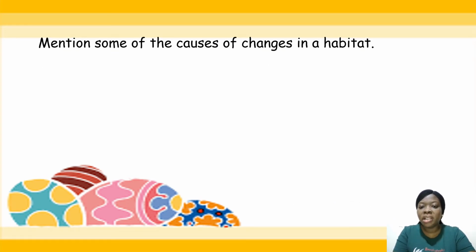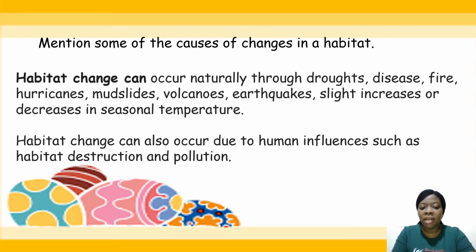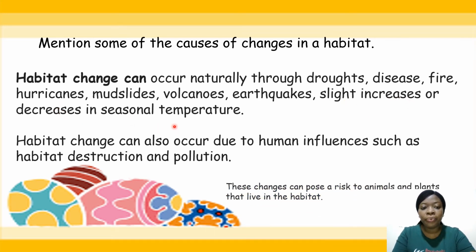Mention some of the causes of changes in a habitat. Here are some of the things that bring about changes in the habitat. Habitat change can occur naturally through droughts, disease, fire, hurricanes, mudslides, volcanoes, earthquakes, and slight increases or decreases in seasonal temperature. Habitat change can also occur due to human influences such as habitat destruction and pollution.